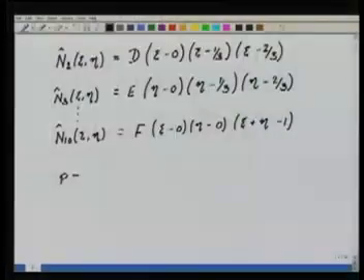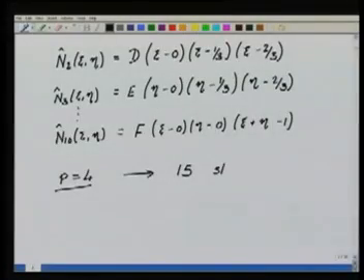Okay, if I want to now go to p equal to 4, p equal to 4 will require, by our definition of p plus 1 into p plus 2 by 2 monomials needed to define a 4th order polynomial, 15 shape functions to be defined.